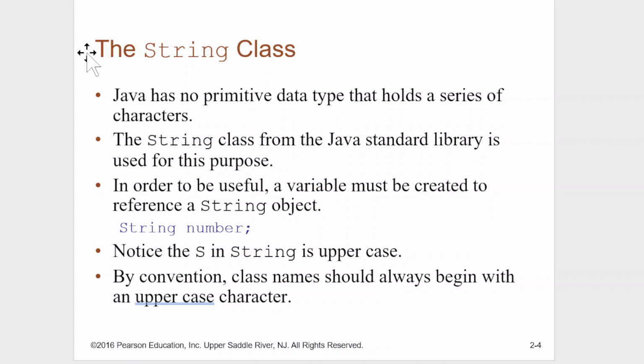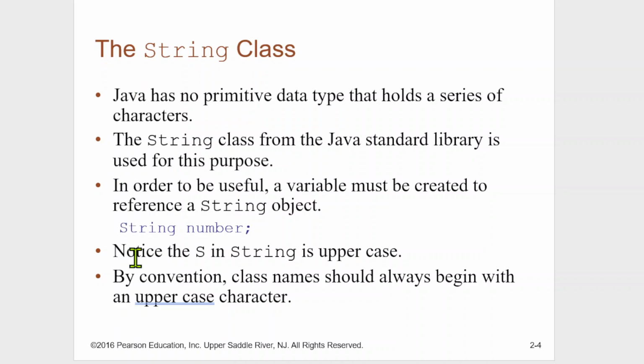Java has no primitive data type that holds a series of characters. The only primitive they have is char, which is a single character. The String class from the Java standard library is used for this purpose. In order to be useful, the variable must be created referencing a String object. So you just create a reference right there, String, and then the name of your variable. So number would be the actual name of the variable. Notice the S in String is uppercase. By convention, class names should always begin with an uppercase character.